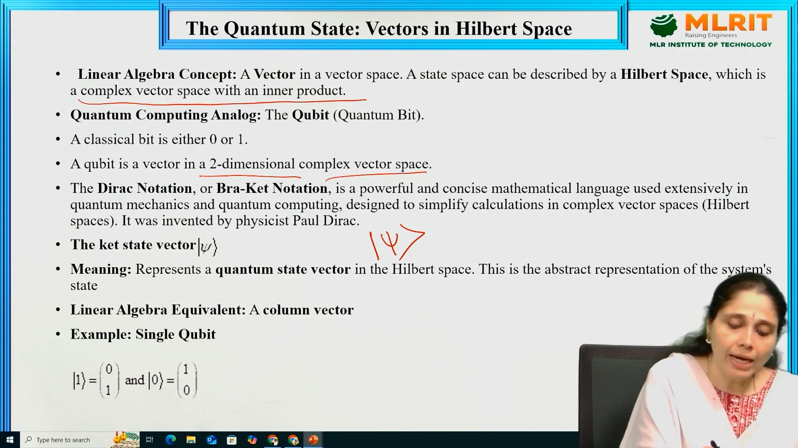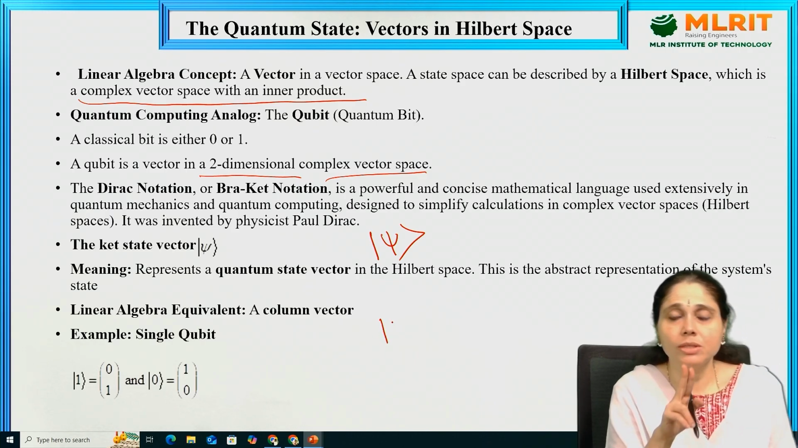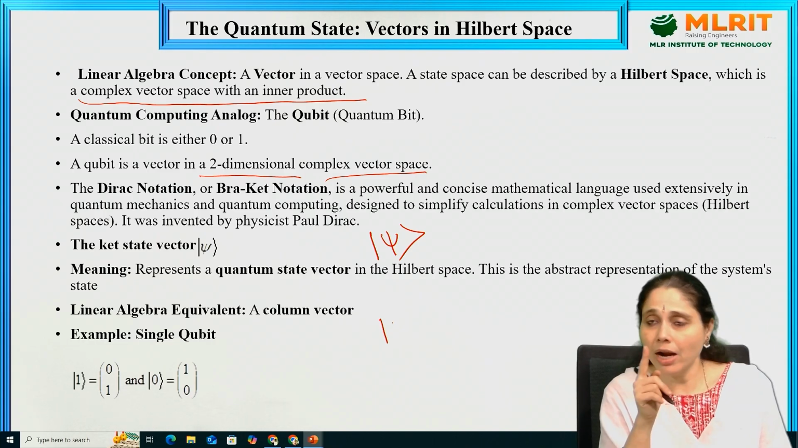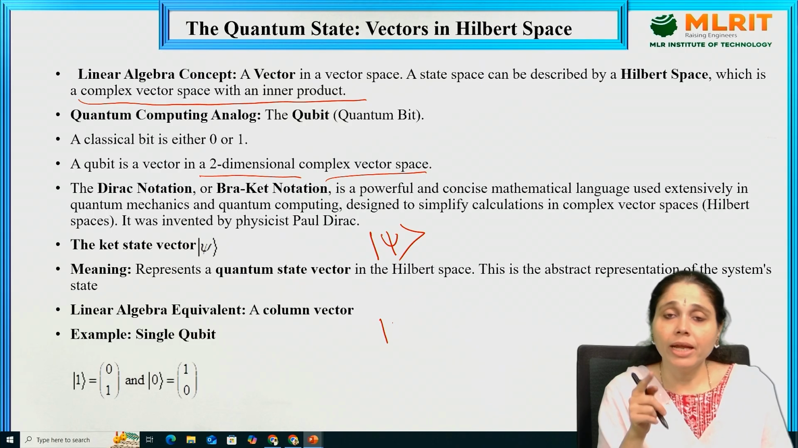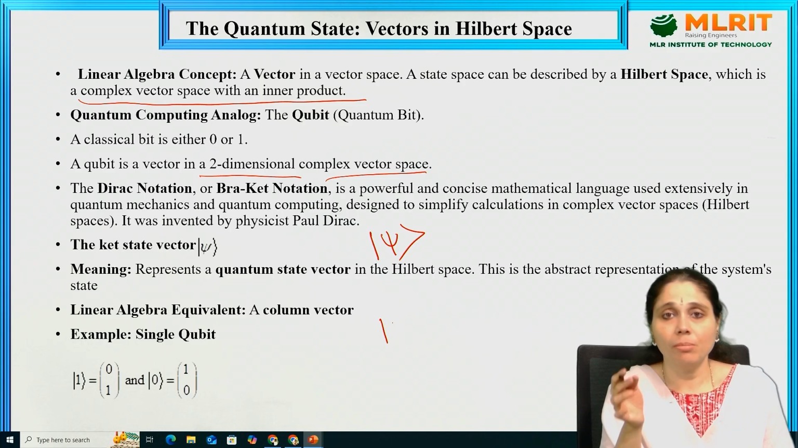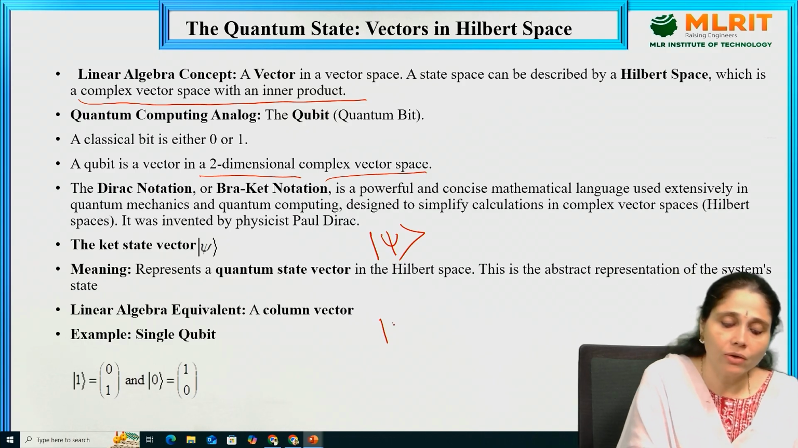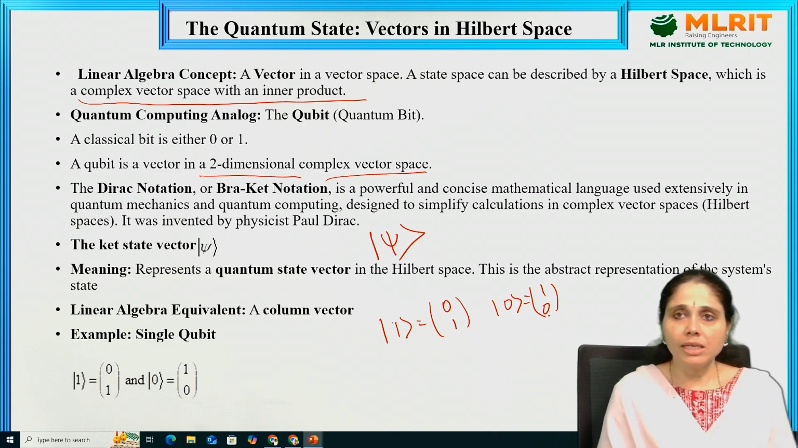Ket 0 and ket 1: we only have two states, 0 and 1. In quantum computation we use only zeros and ones, which are called ket 0 and ket 1, or bra 0 and bra 1. Here, ket 1 is represented as the column vector 0, 1, and ket 0 is represented as the column vector 1, 0. Is it okay?